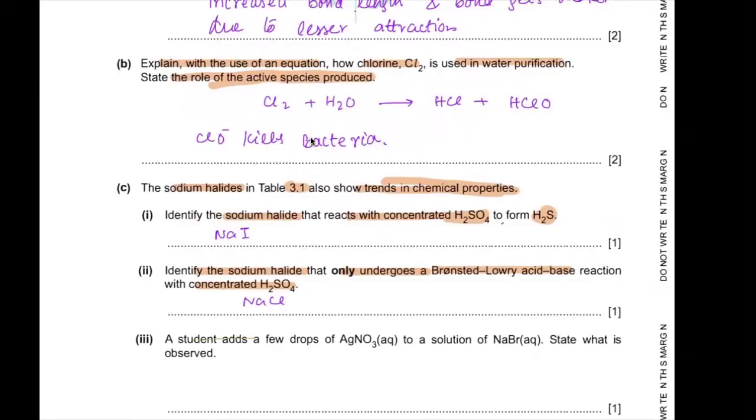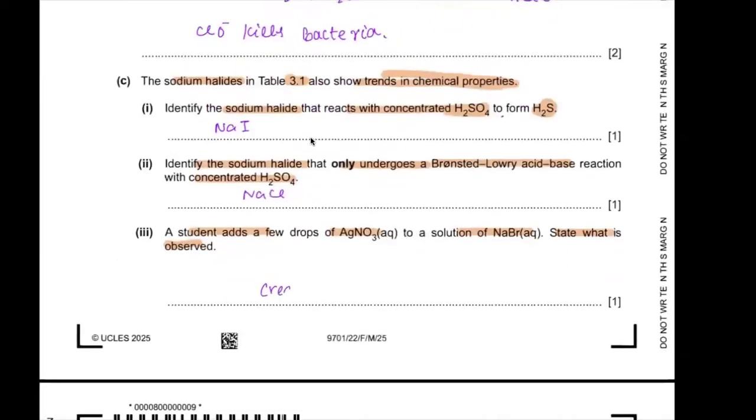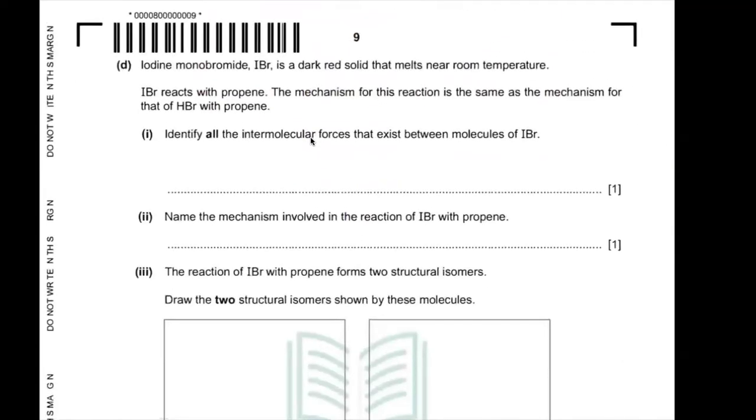A student adds a few drops of silver nitrate to a solution of sodium bromide. State what is observed. So we know that with sodium bromide, when silver nitrate is added, we will get a cream precipitate, and if there is an iodide, we will get a yellow precipitate, and if there is a chloride, we will get a white precipitate. Now part D. Iodine monobromide, IBr, is a dark red solid that melts near room temperature.